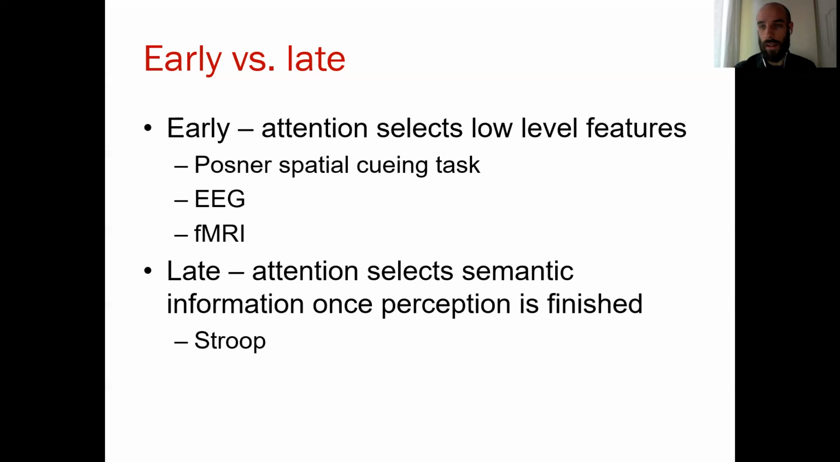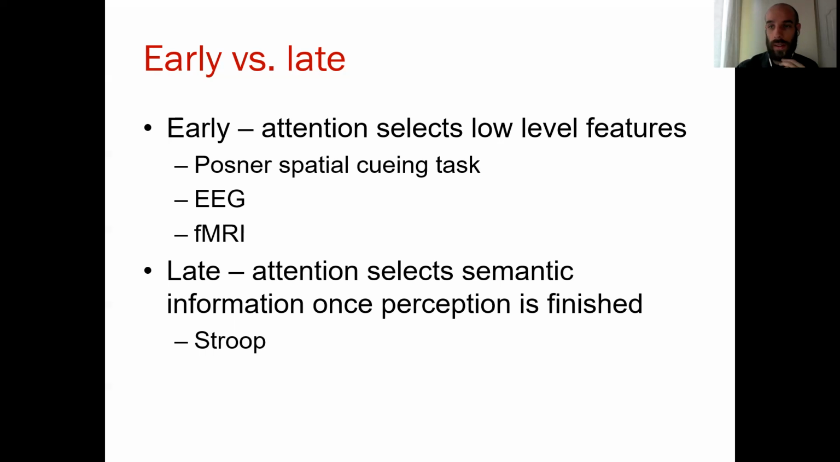Late attention, again, is once perception is already done. So you go through the ventral pathway, do all the processing. Now I recognize what I see. I have the semantics, the meaning behind what I'm looking at. There's a lot of different visual information coming from this coffee mug, and then eventually I will recognize it as a coffee mug.